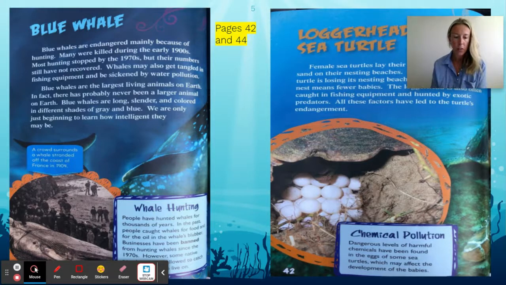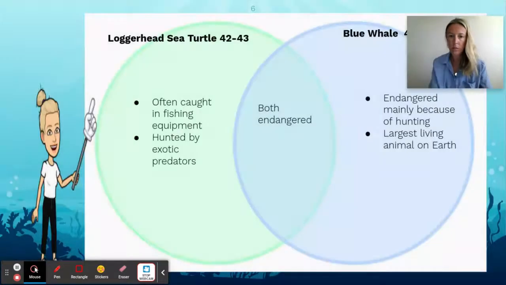Loggerhead Sea Turtle. Female sea turtles lay their eggs in a nest in the sand on their nesting beaches. But the Loggerhead Sea Turtle is losing its nesting beaches. Fewer places to nest means fewer babies. The loggerhead is also often caught in fishing equipment and hunted by exotic predators. All these factors have led to the turtle's endangerment. Chemical pollution. Dangerous levels of harmful chemicals have been found in the eggs of some sea turtles, which may affect the development of babies.